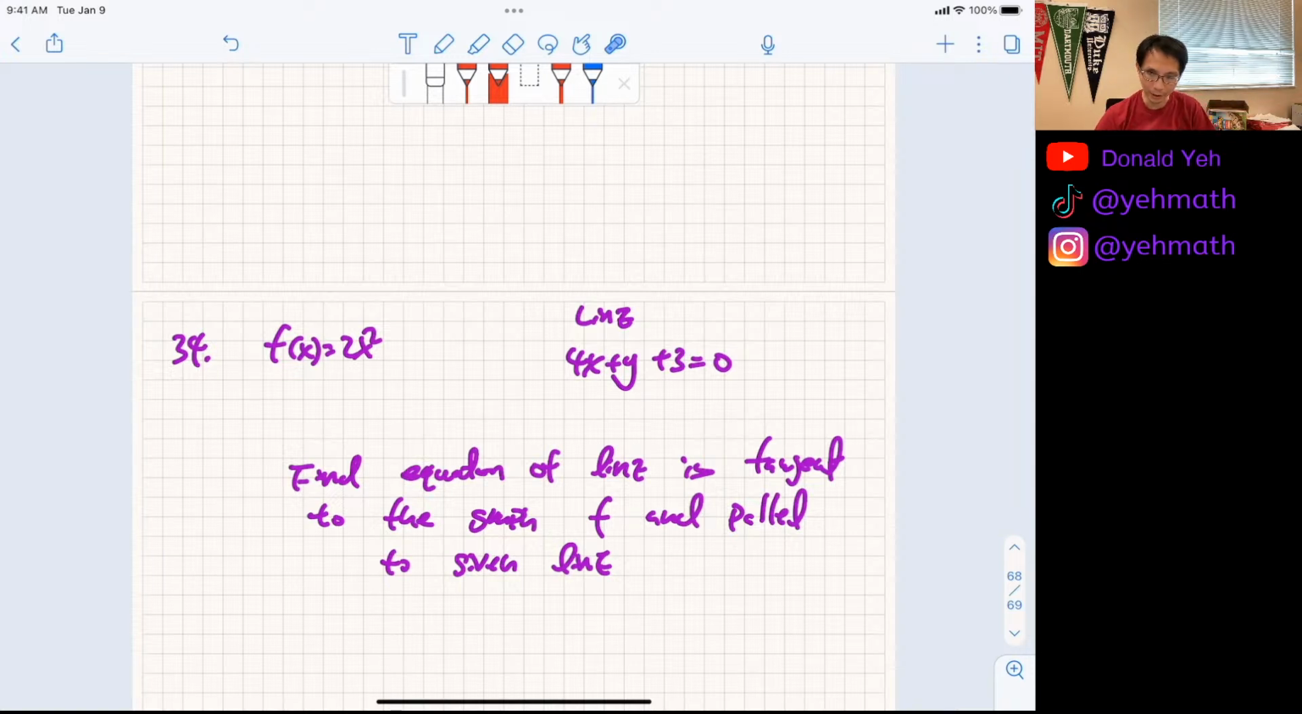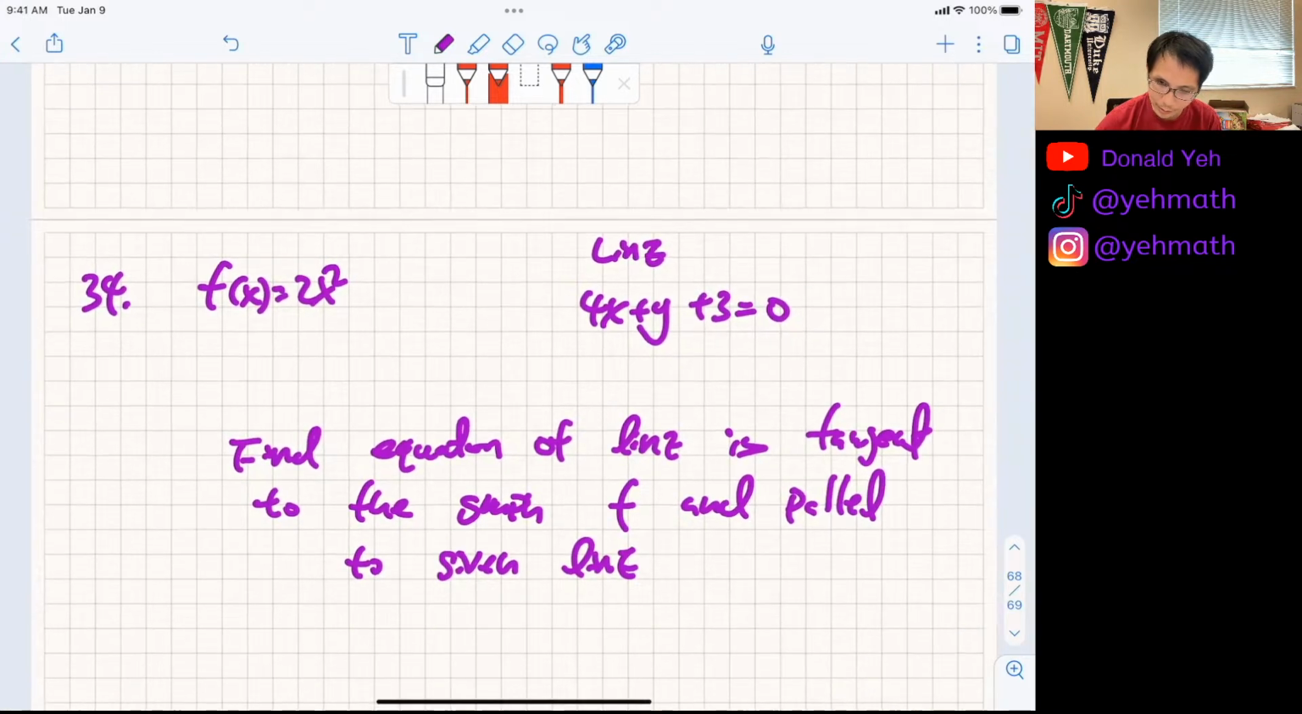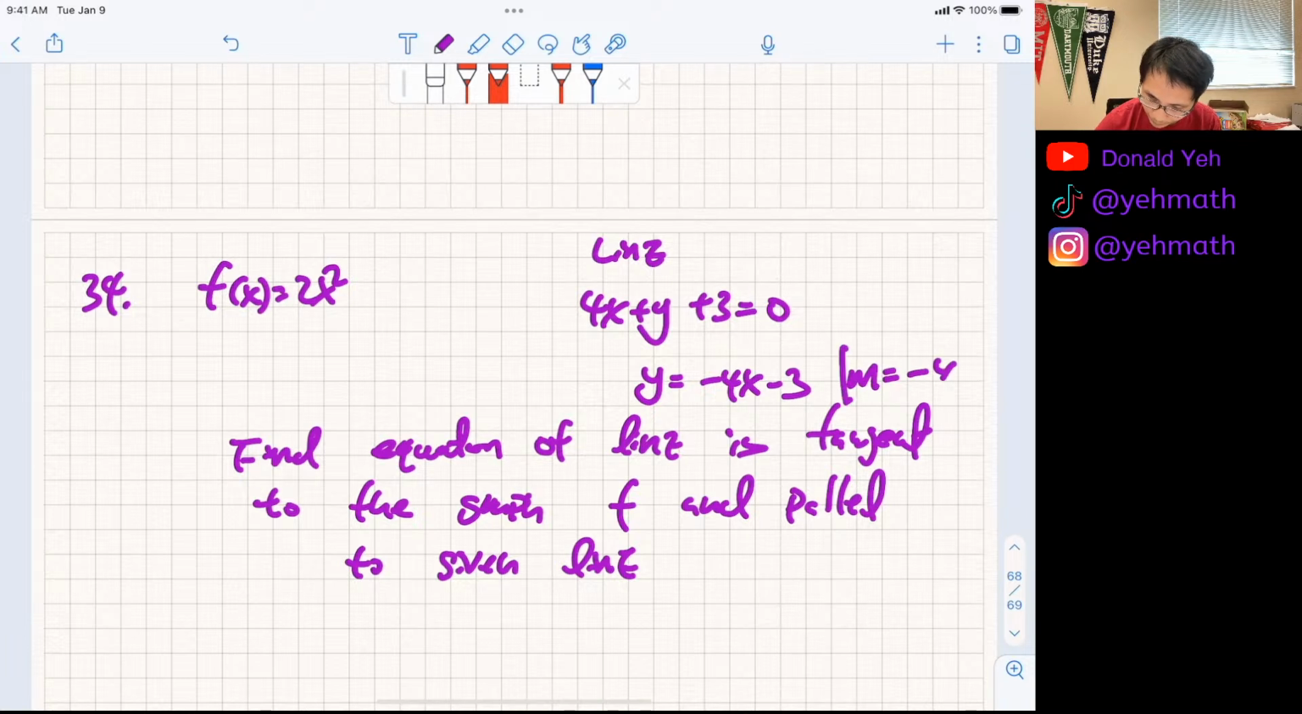Ah, Safia, you're very smart. Yes. So what she says is, well, I can find the slope of this line. Y equals negative 4x minus 3, right? So m is equal to negative 4. Very important, Safia. That's a very important observation.